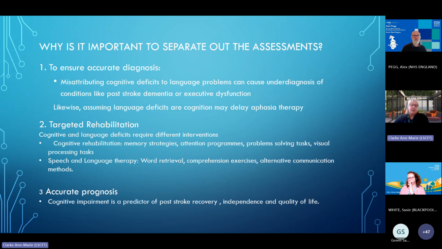So the rehab we might be looking at, in quite general terms, is that for cognitive difficulties, we might be looking at memory strategies, attention programs, problem-solving skills, and visual processing tasks. Whereas for speech and language therapy, it might be things around word retrieval, comprehension exercises, or alternative methods of communication. Also, from a prognosis point of view, cognitive impairment is quite a good predictor of post-stroke recovery, the level of independence we're expecting somebody to get to, and also the quality of life long term.